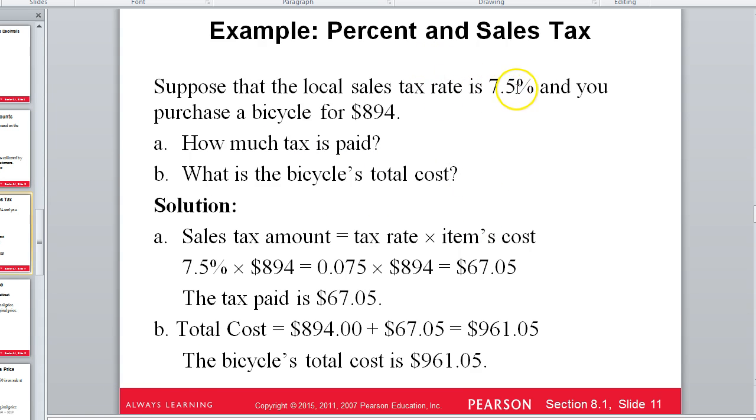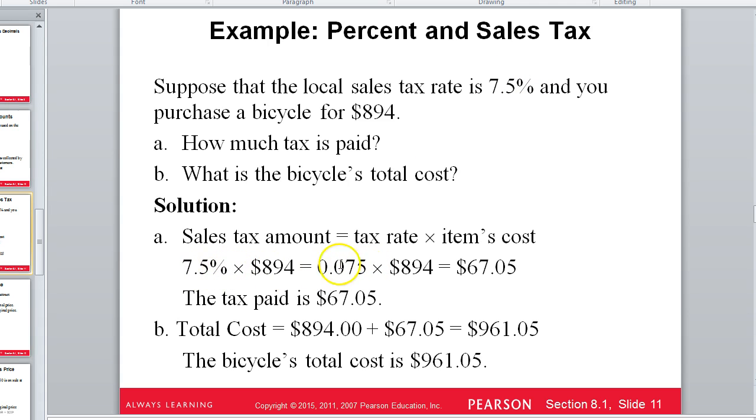Alright, sales tax rate 7.5%, and you purchase a bicycle for $894. How much tax is paid, and what's the total cost, including the tax, going to be? So to answer the first part, what tax is paid, we take the $894 and we multiply by the tax rate. Okay, but when we do math, we need to change the percentages to decimals.